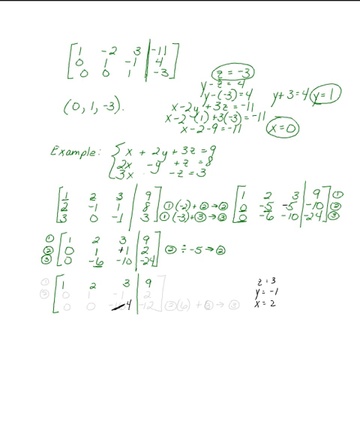Leave row 2 alone now. The only thing we want to change is row 3. Now how shall we change row 3? What I want is a 0 in this position right here.